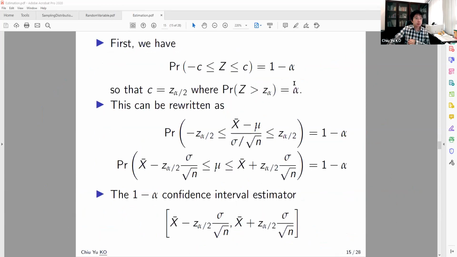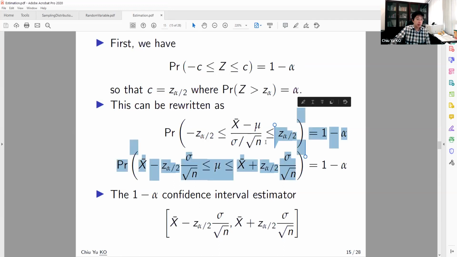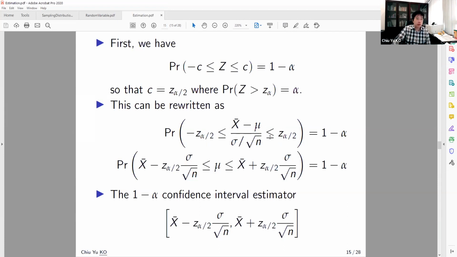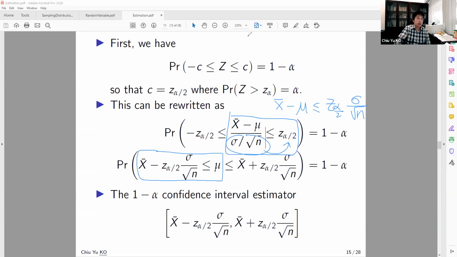Now, this is c, so we replace c with this. And now what we are going to do is rewrite this inequality. Look at this side first. You multiply this to the other side, which gives this. Then you move mu to the other side, so that gives you this inequality. Similarly, if you do the other side, it will give you the other inequality.